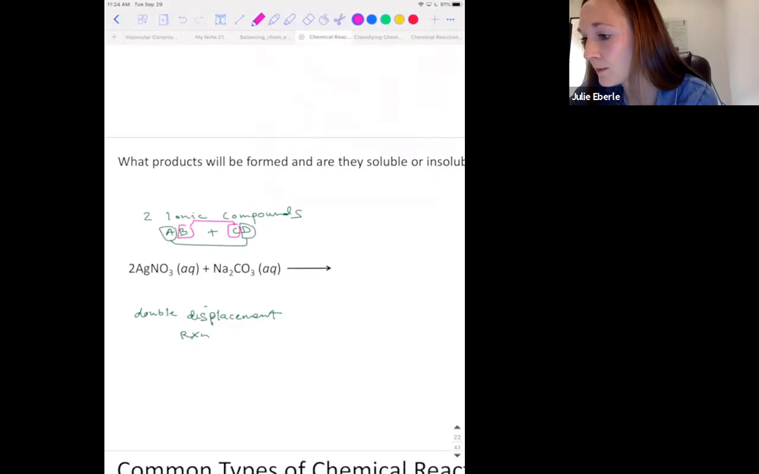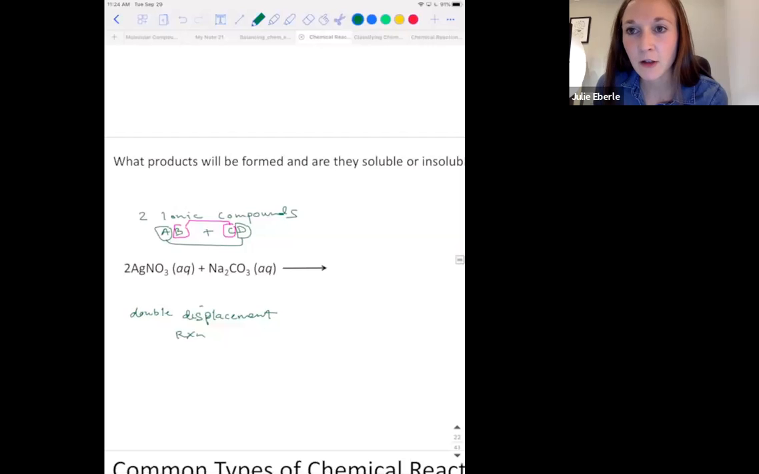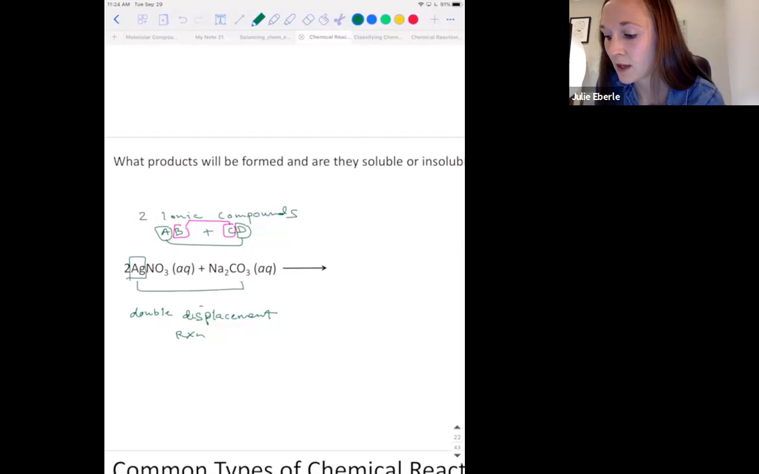So what are we going to form? It doesn't matter which compound I write first as long as I write my cation first and my anion second. So I'm going to take silver as my cation from my first compound, and I'm going to pair it up with the anion from my second compound. So I should have, and we have to write the formula correct. Don't worry about balancing just yet.